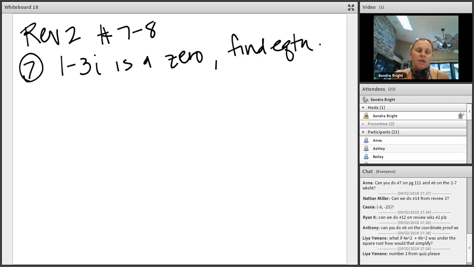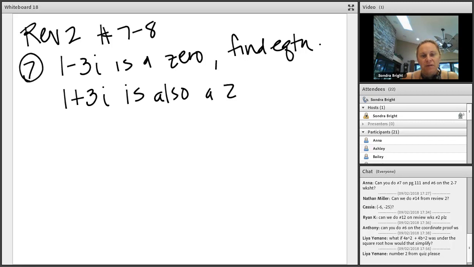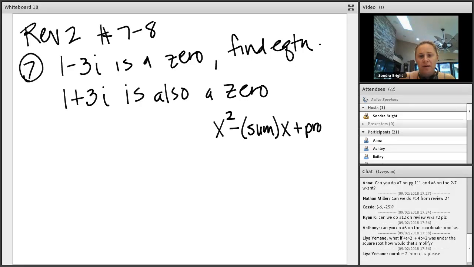So what you got to remember is if 1 minus 3i is a 0, then that means its conjugate is also a 0. 1 plus 3i is also a 0. So now you have 2 zeros, or 2 roots. A 0 is a root as a solution. So now you've got 2 of them. The easiest way to handle this is to use the sum product rule, which is x squared minus the sum of the 2 roots times x, and then plus the product of the 2 roots.